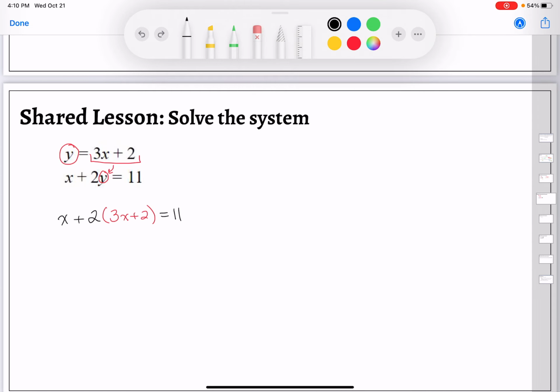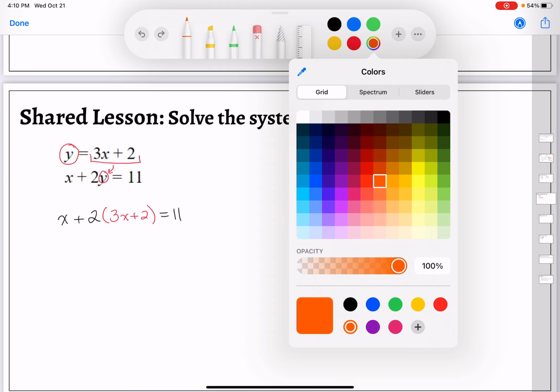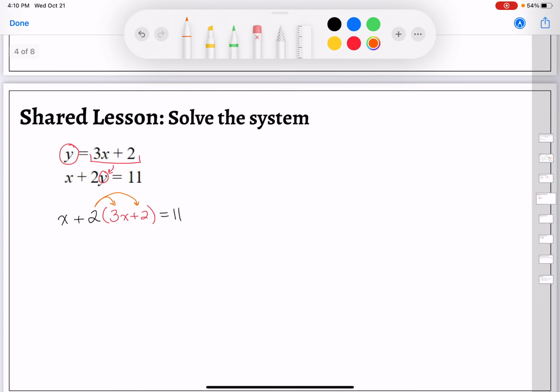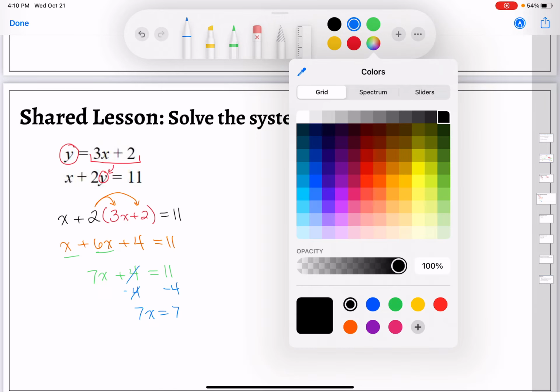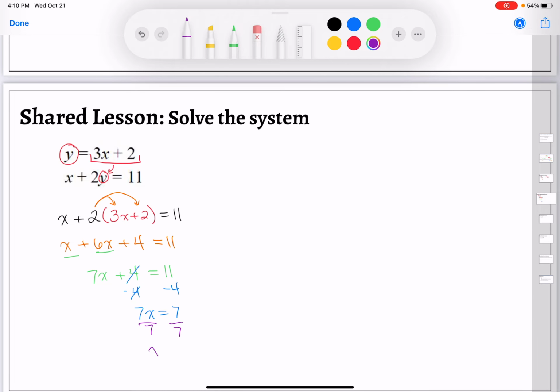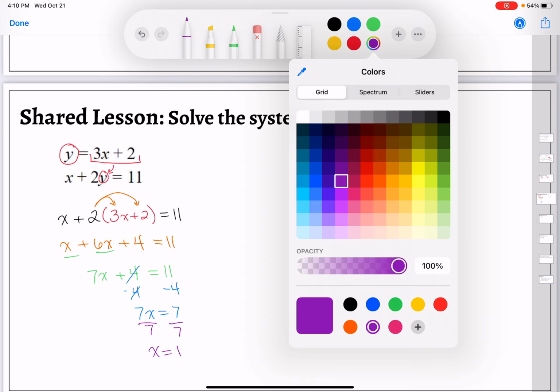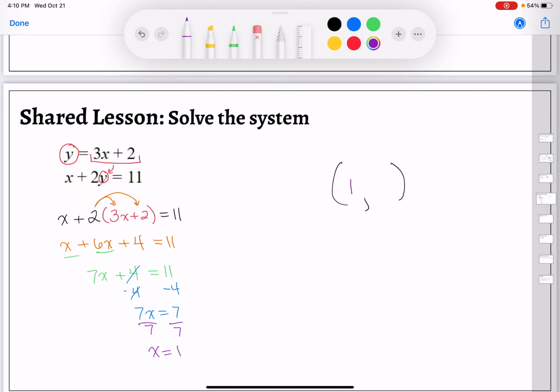Okay, so let's get to solving now. Now, hopefully you're looking at this going, yeah, I know how to solve it from here. I'm going to distribute my 2, so I have x plus 6x plus 4 equals 11. I'm going to combine my like terms here, so I get 7x plus 4 equals 11. Subtract 4, so I get 7x equals 7, and divide both sides by 7, so I get x equals 1. Now remember, our solution to a system is always the point x comma y. Now I just solved for x. I got x equals 1.